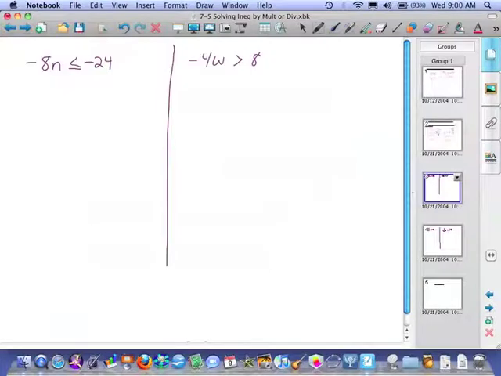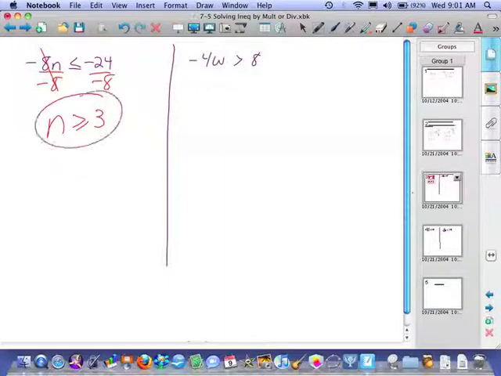So now we'll try a couple of examples that way. Over on the left, we have negative 8n is less than or equal to negative 24. It's a multiplication equation, so we'll divide both sides by negative 8. Because you're such advanced math students, what happens to the negative 8s on the left? Yes, of course, they cancel each other out. Now, less than or equal to is our symbol in the middle. It's going to be reversed to become greater than or equal to. And negative 24 divided by negative 8 is 3. So we now have an answer that n is greater than or equal to 3.